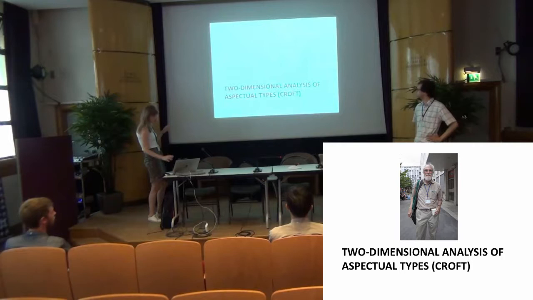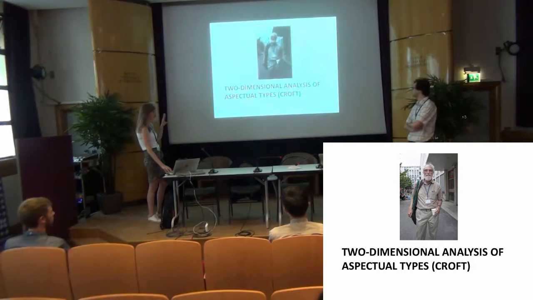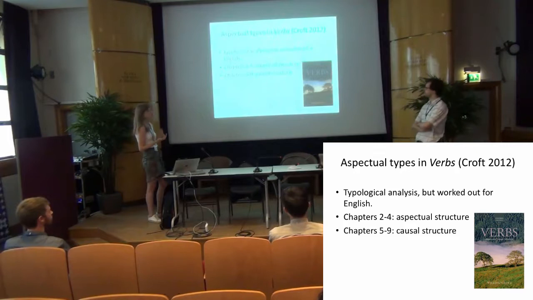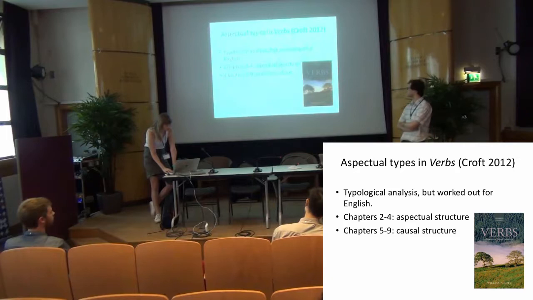So let's go to the theory that we want to analyze today. Briefly, it's a theory by Bill Croft, who was at the conference. He proposed this theory in his book Verbs a number of years ago. The book describes aspectual types and is actually a typological analysis, but he worked it out in detail for English, so we only looked at his English analysis for this example grammar. In more detail it's in chapters 2 to 4 if you want to read up on it, but I will summarize it very briefly.